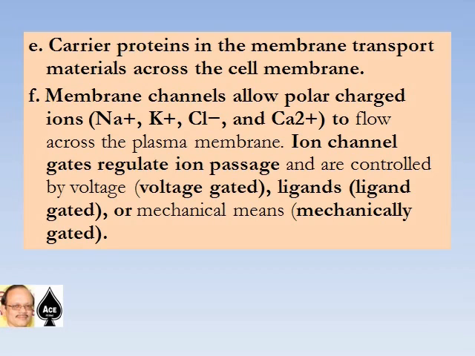Membrane channels allow polar charged ions, sodium, potassium, chloride, and calcium to flow across the plasma membrane. Ion channel gates regulate ion passage and are controlled by voltage, that is called voltage gated, ligands, which is called ligand gated, or mechanical means, that is called mechanically gated. Through them the polar charged ions sodium, potassium, chloride, and calcium flow.